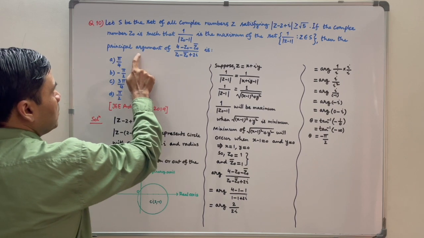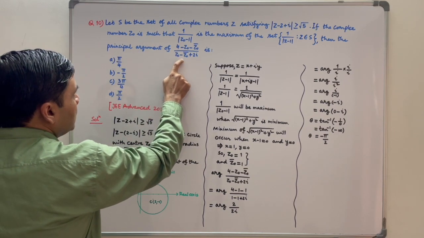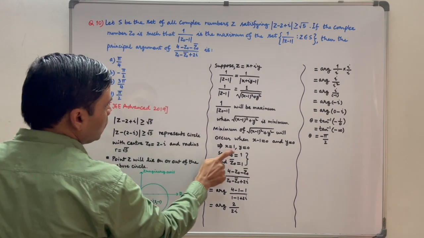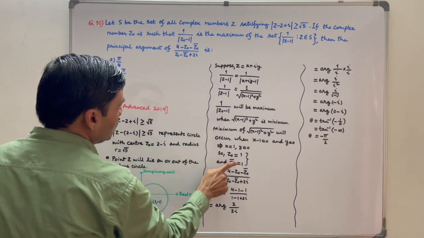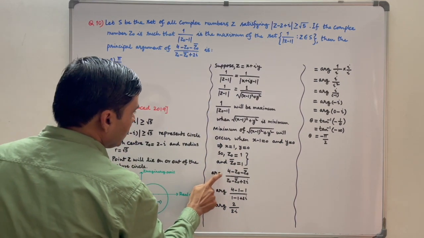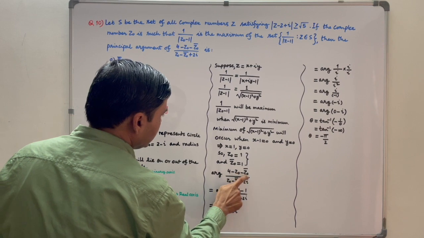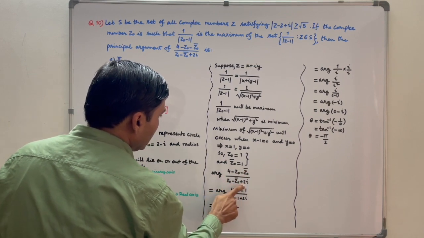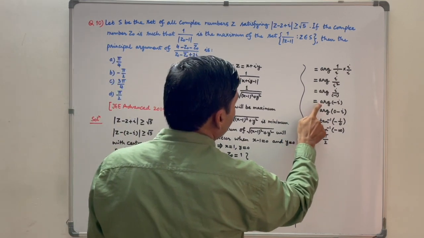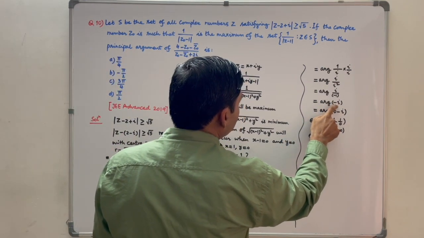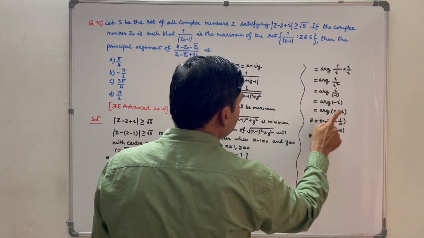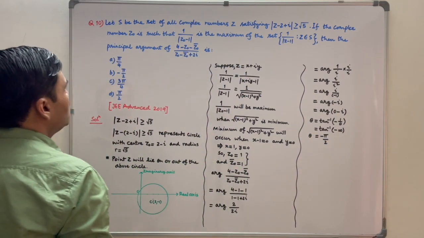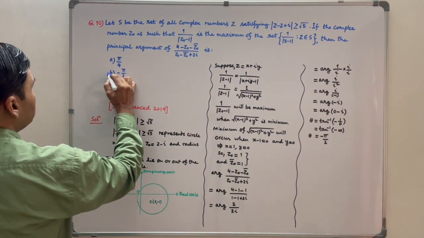Now we have to find the principal argument of this. Here we will put z0 is equal to 1 and z0 bar is equal to 1. So argument of (4 minus z0 bar) upon (z0 minus z0 bar plus 2i) comes out to be equal to argument of minus i. And we know argument of minus i is equal to minus pi by 2. So the correct option is option B.